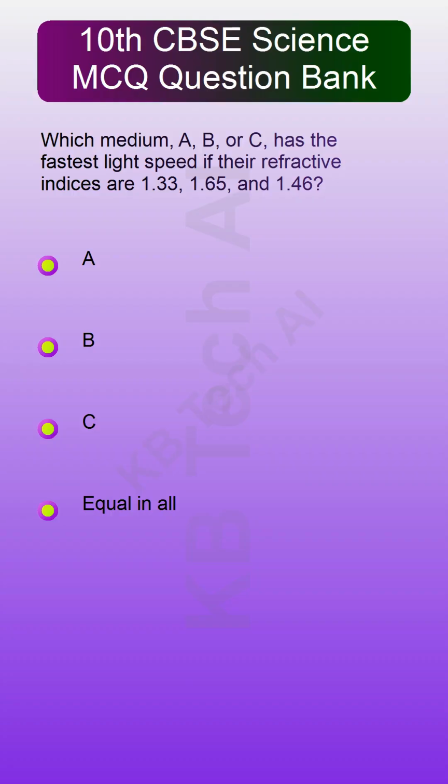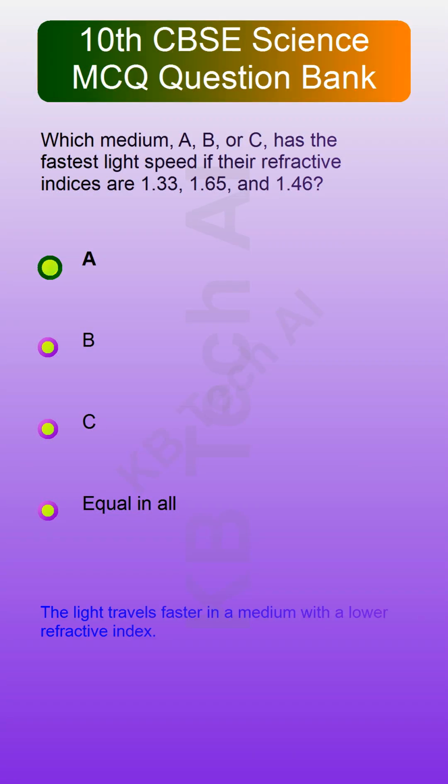Which medium, A, B, or C, has the fastest light speed if their refractive indices are 1.33, 1.65, and 1.46? Option 1, A. Option 2, B. Option 3, C. Option 4, equal in all. The answer is option 1, A.